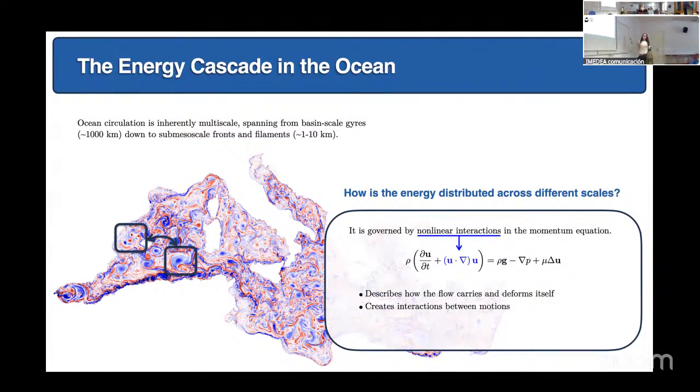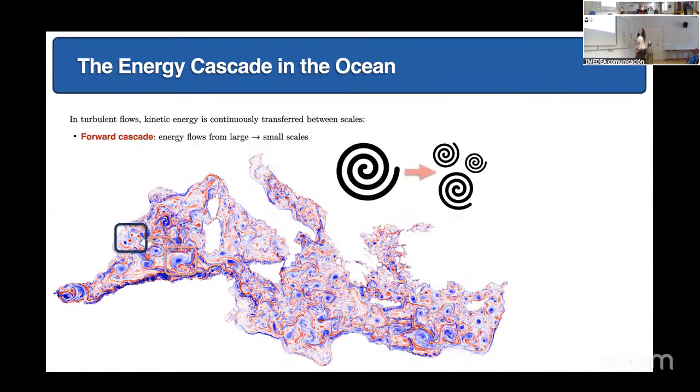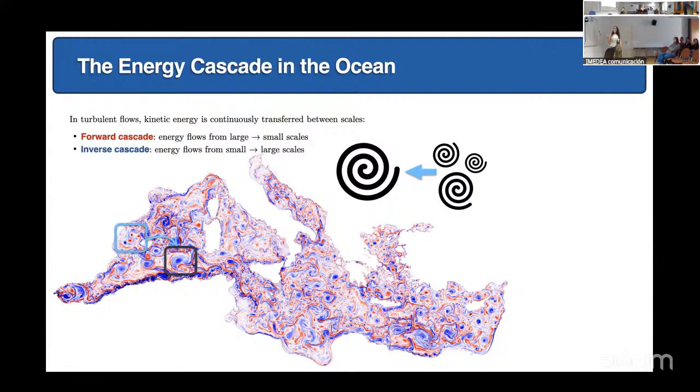This has a theoretical framework that comes from the nonlinear momentum equation. This term is called the nonlinear advection term. Then we have the velocity field multiplied by its derivative, and it's responsible for describing how the flow carries and deforms itself and creates interactions between different motions. So we talk about cascading energy, and we have forward cascade, when energy flows from large to small scales. And then we have the inverse cascade, where the energy flows from smaller scales to large ones.